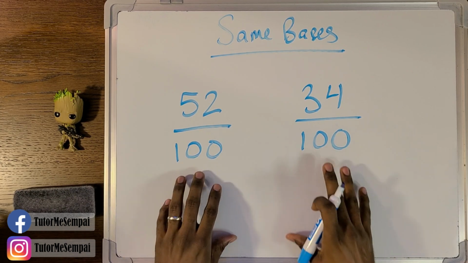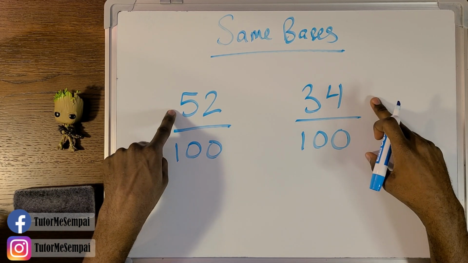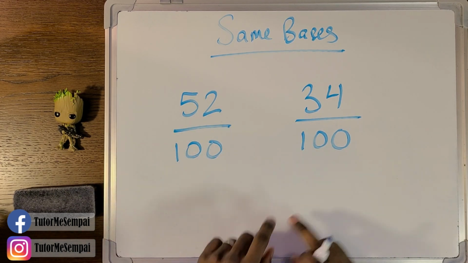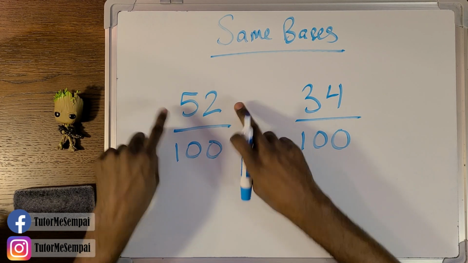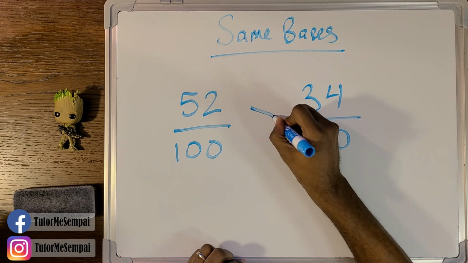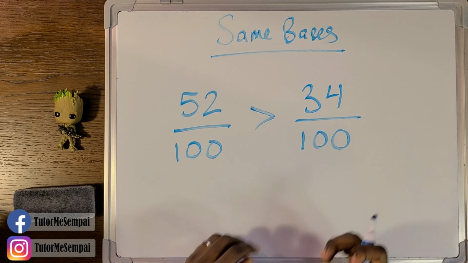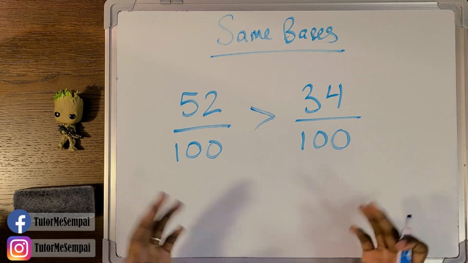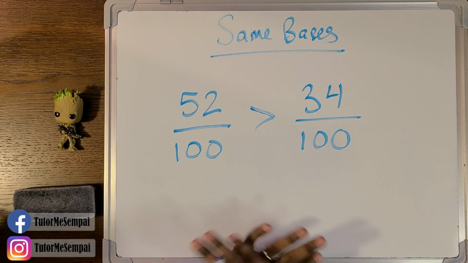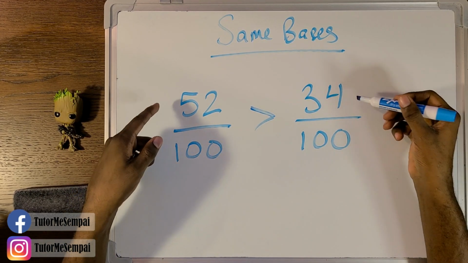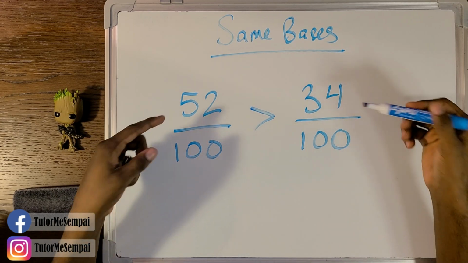So in this case, because they're the same, looking at the numerator, which one is going to be bigger, 52 or 34? 52 is going to be bigger. Therefore, 52 over 100 is going to be bigger than 34 over 100. Since they already had the same base, we don't have to do any other multiplication. We just have to compare the tops, or compare the numerators.